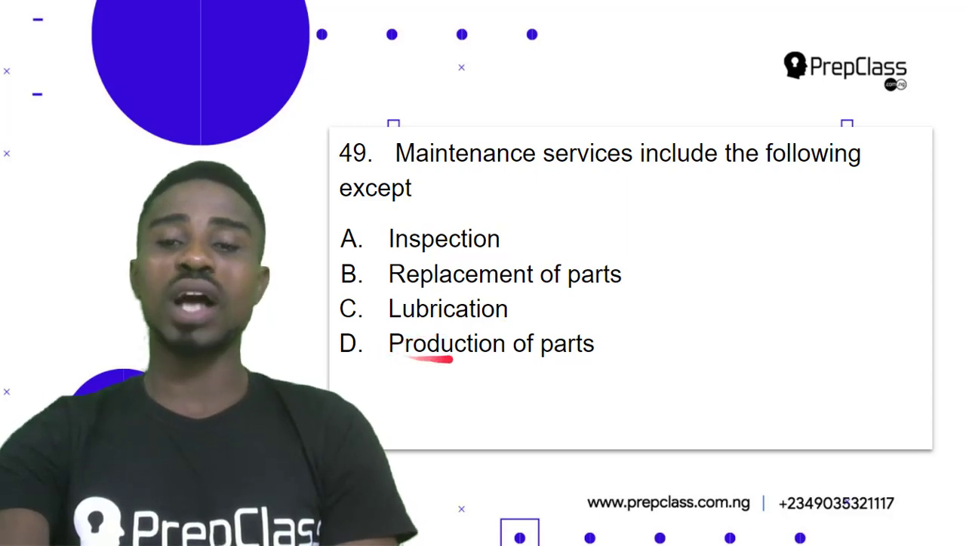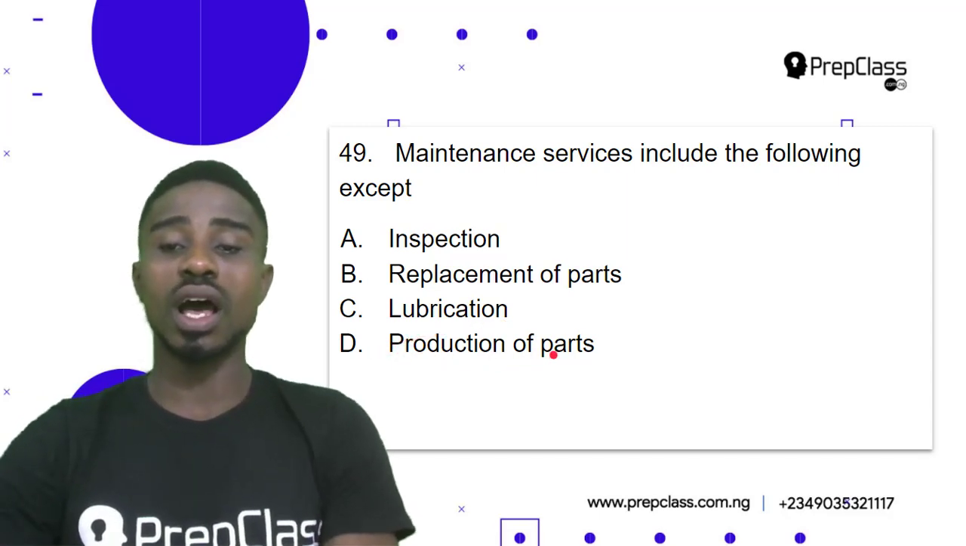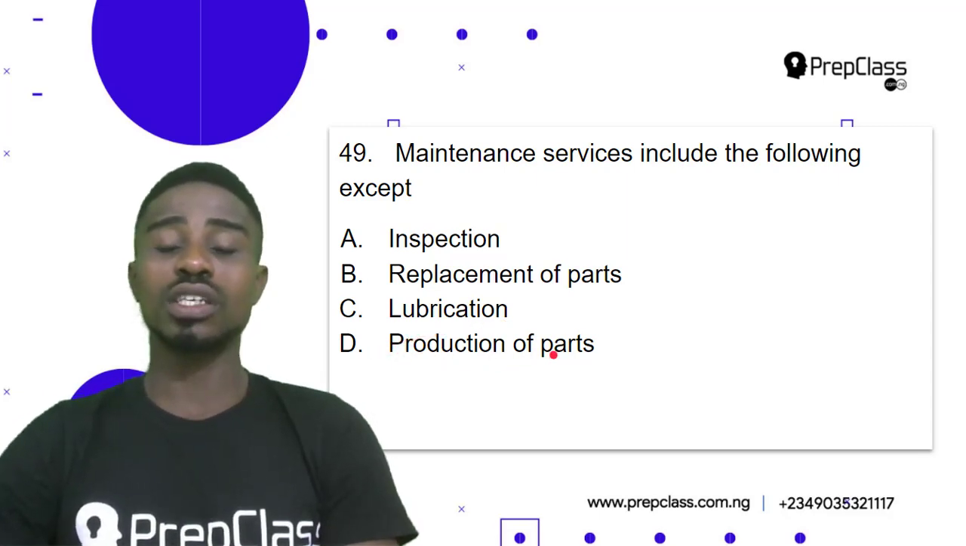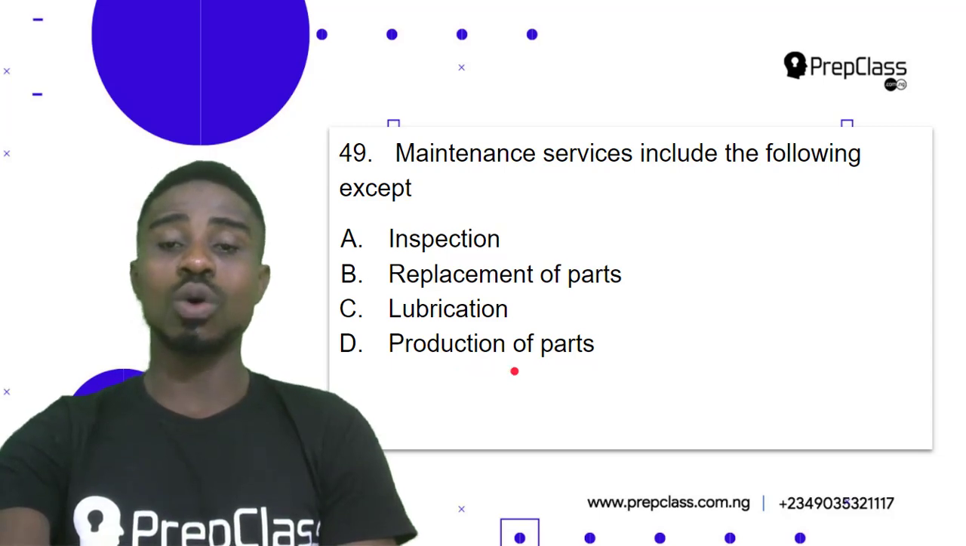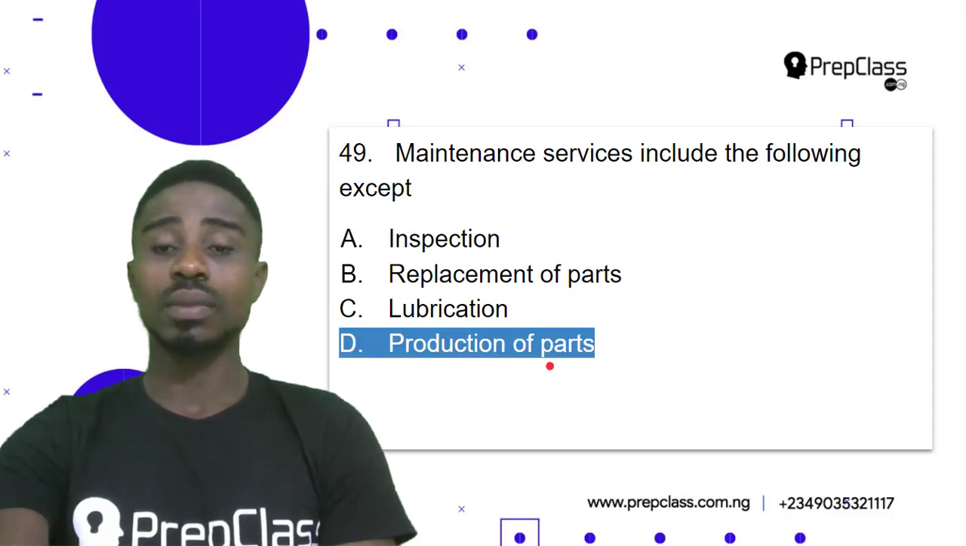Now, production of parts is not a maintenance approach because it's a manufacturing approach and it has nothing to do with maintenance. So option D definitely is our correct answer. Let's check it out. Question 49, production of parts, option D is our correct answer. Let's look at the next question.